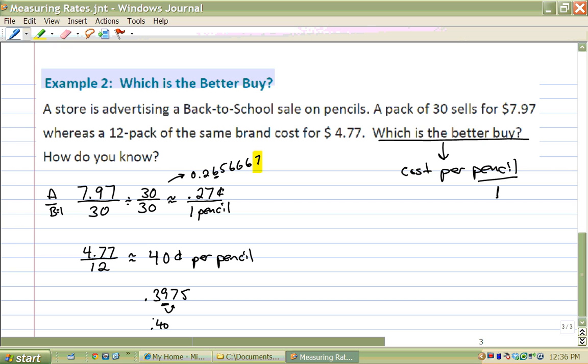So which one is the better deal? Well, it's going to be the one with 30 pencils. This is the better deal, and we know it because the cost per pencil is cheaper than the other deal.